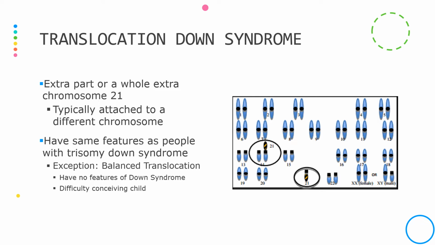A person with balanced translocation of chromosome 21 will have no phenotypic effects of Down syndrome, but some will have difficulty conceiving, suffer from miscarriages, and have an increased chance of having a child with translocation Down syndrome that does have all the same phenotypic effects of Down syndrome.